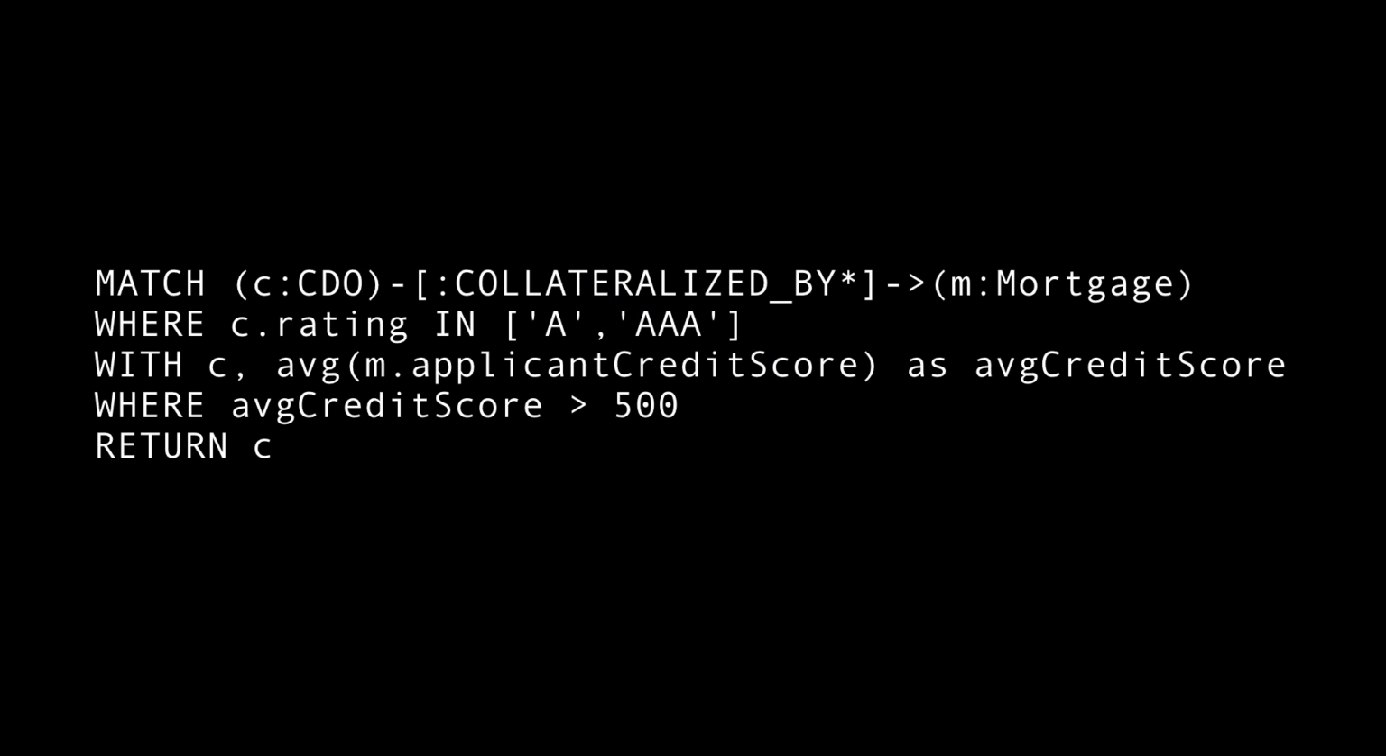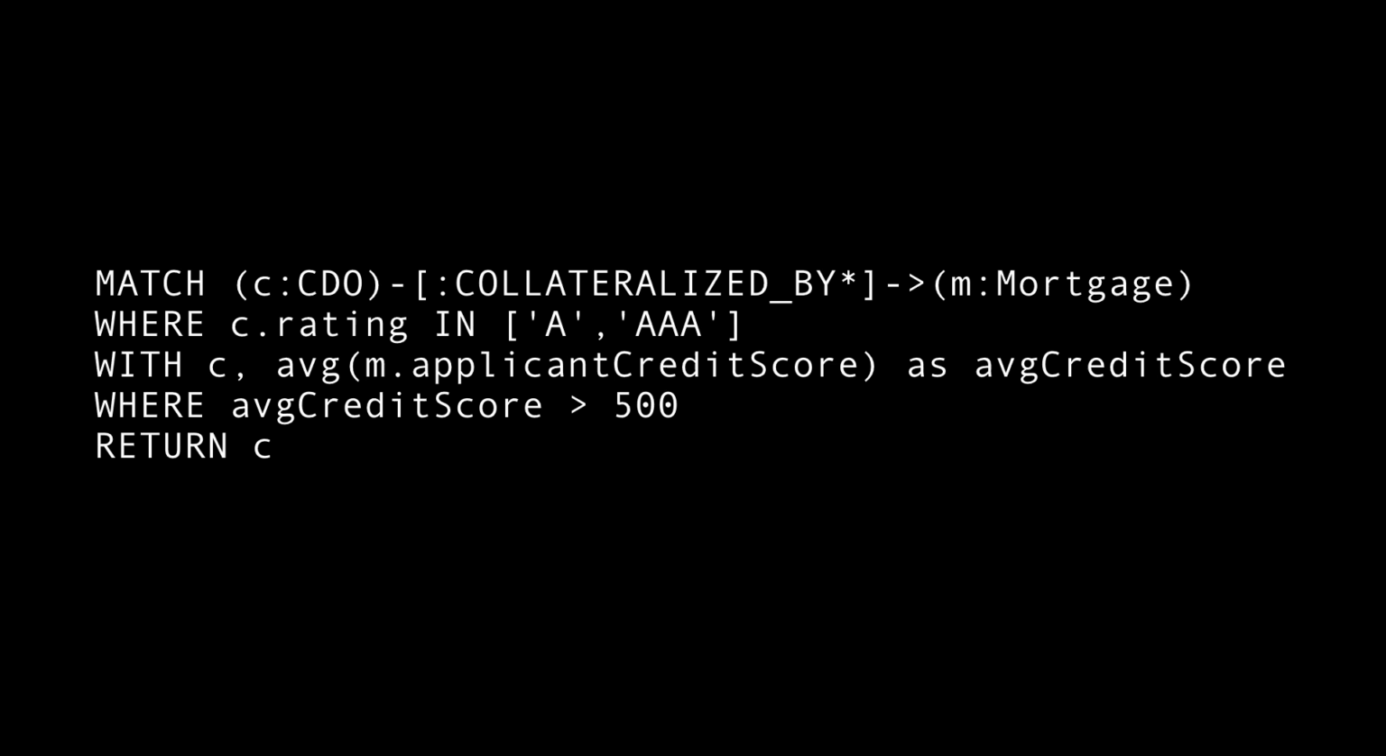Wherein working with a graph structure, this is the type of query that could have solved, or at least underpinned, a lot of these issues. Literally: match me a CDO product that is collateralized by a mortgage, and what that asterisk there means is find me any steps based on this relationship. So even if we're on CDO to the 15th, find me the asset at the very bottom of that tree. And find me the CDOs that are rated either A or AAA, and then just return me those with really low average credit scores.